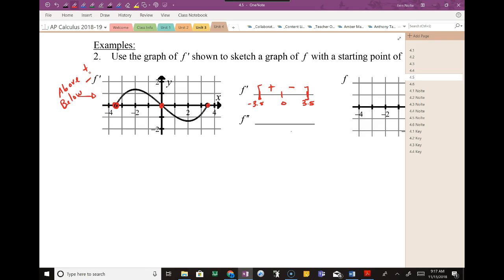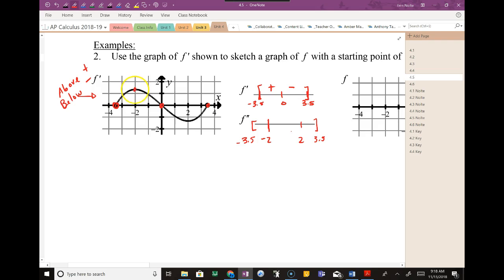Now I'm going to analyze the slope of this, which is going to help me with the concavity of my original. So I'm analyzing the slope for my second derivative, looking for my max and min for my critical values. When do I have a slope of 0 on this given function? Good. So at negative 2 and positive 2, we have slopes of 0. Remember, we still only go to negative 3.5 and positive 3.5.